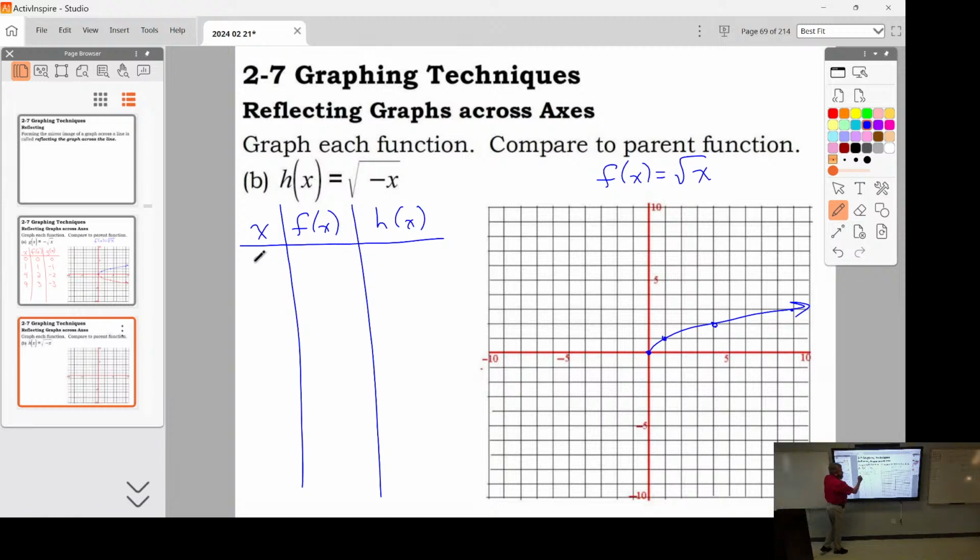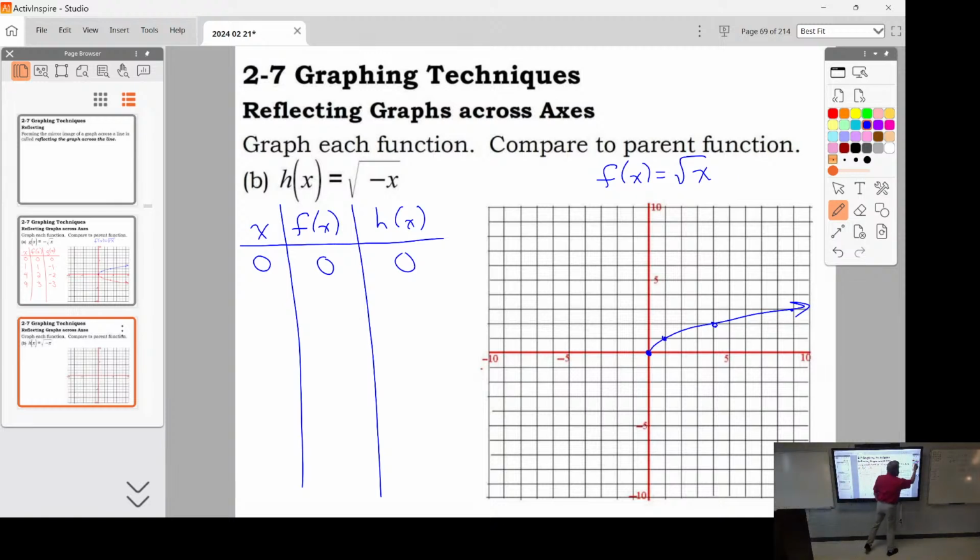So if I plug 0 in, first of all, what's changing? The input or the output? Input's changing. X is changing. So we're going to change horizontally. If I plug 0 in, we know that the function, the square root of 0, is 0. That goes there. But if I come over here, I plug in a 0. The opposite of 0 is 0. And the square root of 0 is? Okay, so I still have a point at (0, 0).